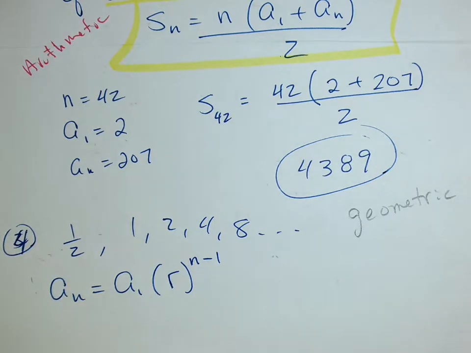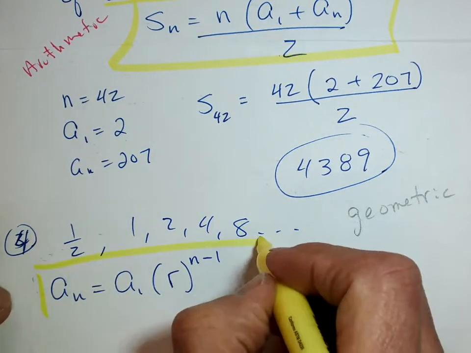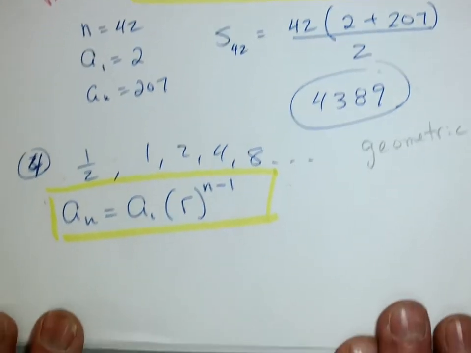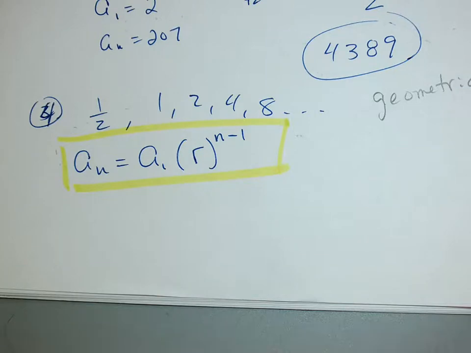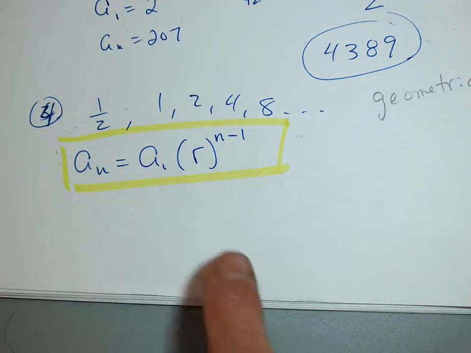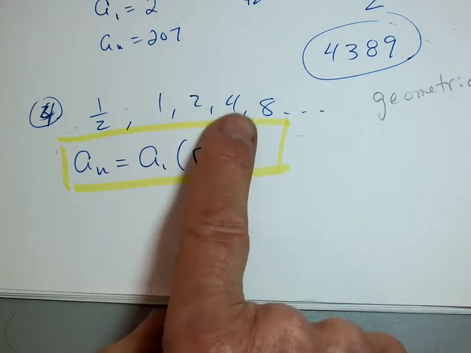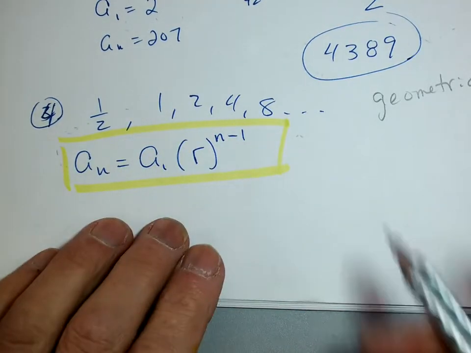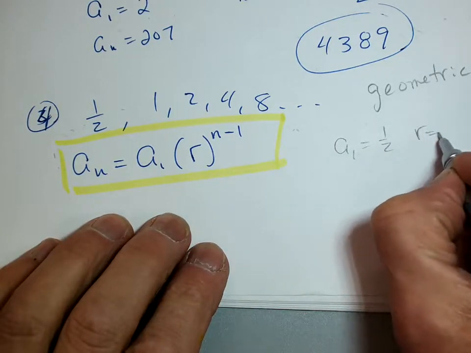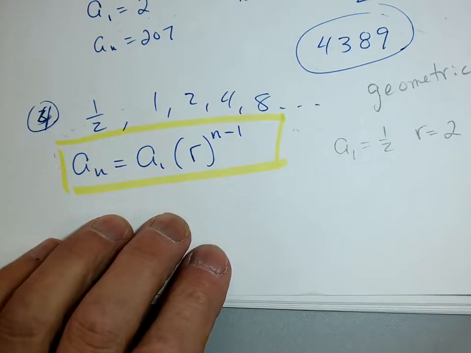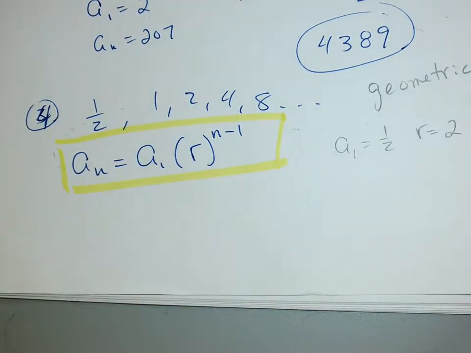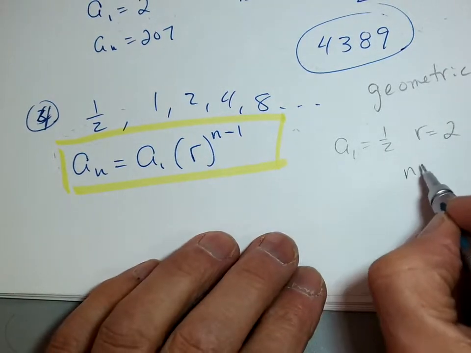I'm going to highlight that and make sure it's in my notes for tomorrow. This is geometric. a1 is my first term, 1/2. r is the multiplier, the ratio. I'm multiplying by 2, aren't I? So r is 2. And n is the number of terms. How many terms do I need? It says 15. So n is 15.